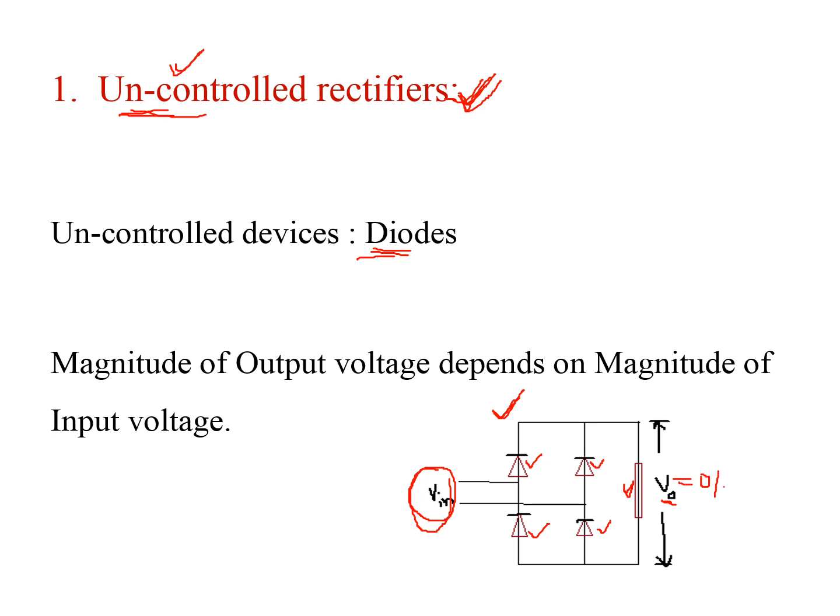In this type of rectifier, the magnitude of output voltage V0 totally depends upon the magnitude of input voltage. If we increase the magnitude of input, we get an increased output. If we decrease it, we get a decreased output. That is the concept of uncontrolled rectifiers.